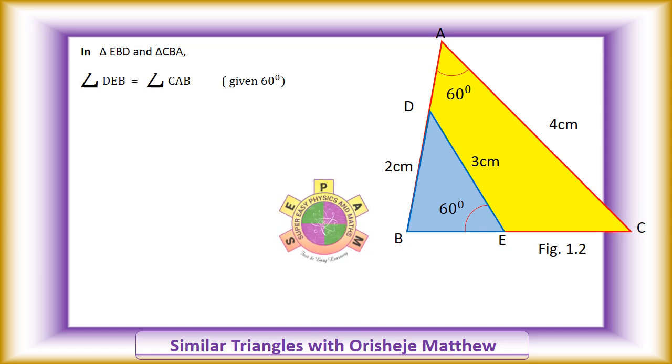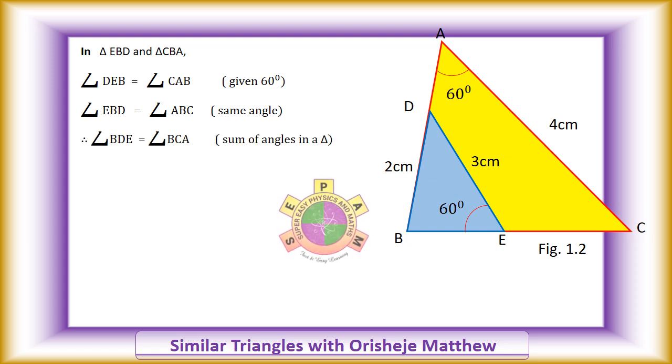Angle E is equal to angle A because it is marked out in the triangles. Secondly, angle E of the blue triangle is equal to angle B of the yellow triangle. Therefore the remaining third angle D and angle C are equal. Writing the equal angles in order for the blue and yellow triangles will give the two similar triangles. Triangle EBD is similar to triangle ABC.